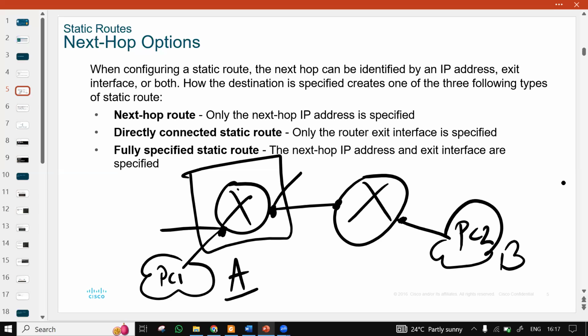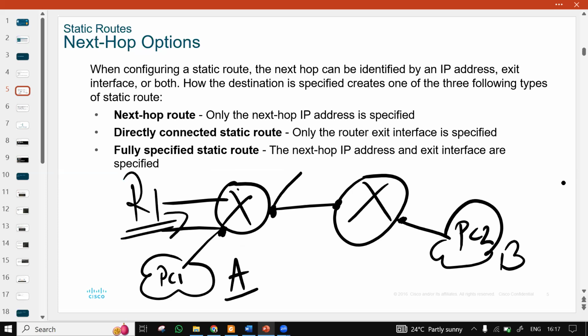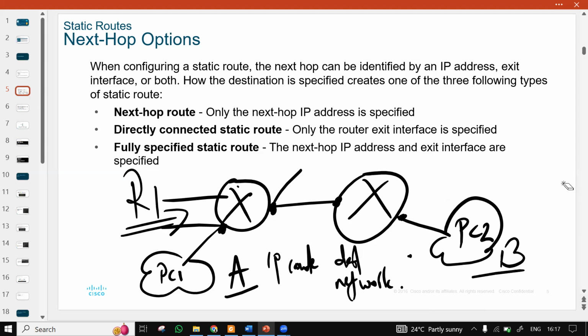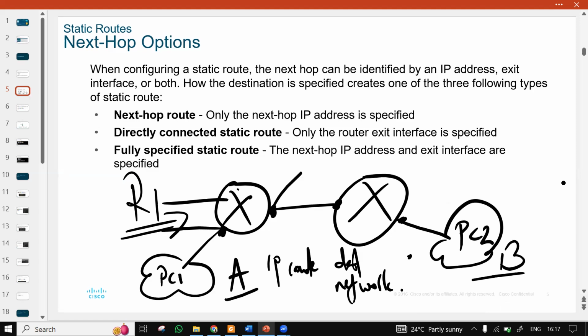Now, when we talk of the next hop route, when we do our IP routing configurations, it is how we identify, when I'm doing my configurations on R1, that over here there is this network. We start with the destination network, let's say ip route. That's the command. We have the destination network, which is the IP address of LAN B. Then you have the next hop after that. The next hop shows you which path the data packet will take to get to PC2.